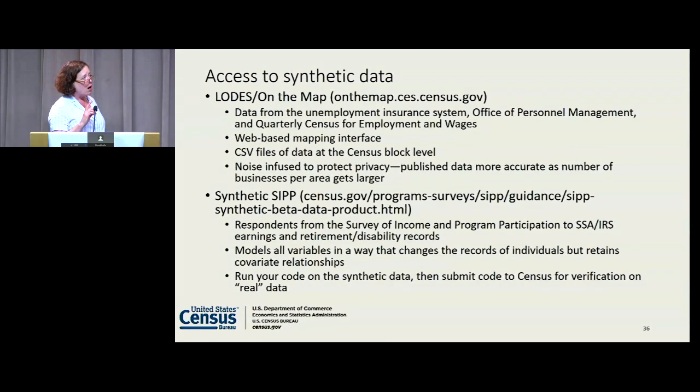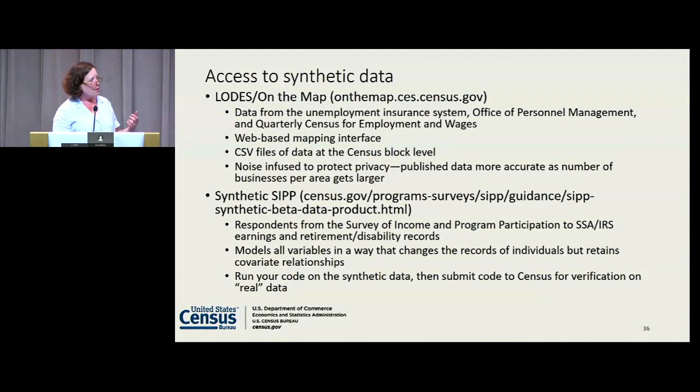And so these data are hosted as a web-based mapping interface, and then you can also download some flat files. What they did was they noise infused the data to protect privacy. And they did it in such a way that the published data were more accurate as the number of businesses per given area increased. So these data are reported based on where you live and then where you work, and there's information on both places. And so it's just a bunch of CSV files at the census block level that you can take off. And as you get more businesses or more people at the block level, the data get better and better. And then the ones that have few observations have more noise. And that's been around for quite a while.